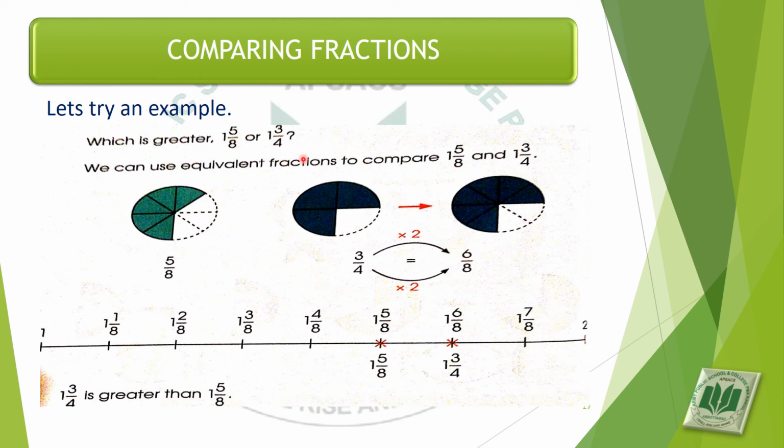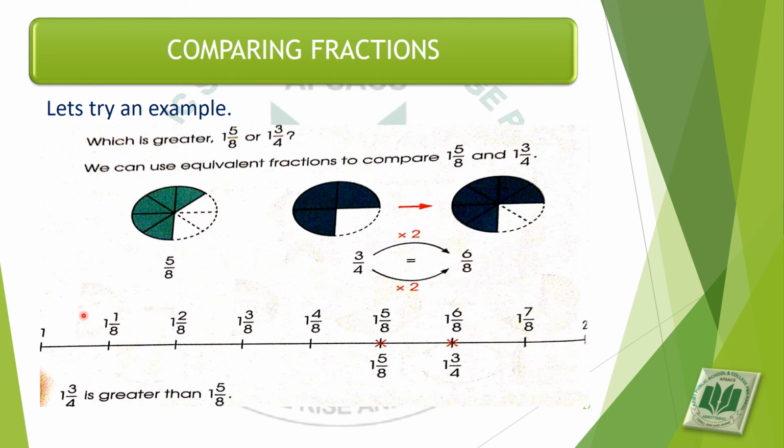Now we have to make this 4 into 8 because we have to make the denominators the same. So we will multiply this 4 by 2. When we multiply 3 by 4 by 2, we get the answer 6 by 8. You can see here now this shape is divided into 8 equal parts and out of 8, 6 are shaded. Now we will draw these numbers on number lines.